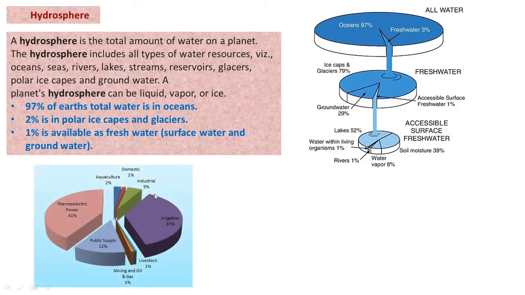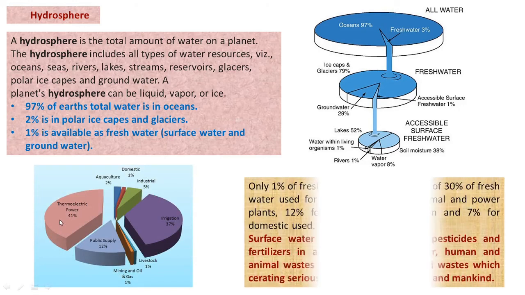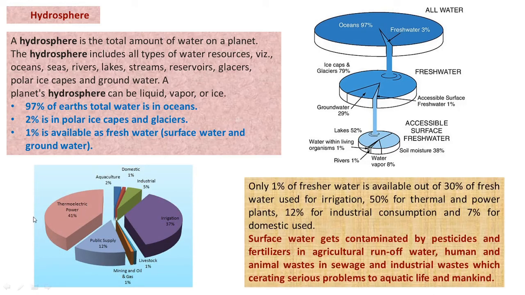Now this 1% fresh water is distributed mainly in four types. Out of this, 30% of the fresh water is used for irrigation, 50% for thermal power plants, 12% for industrial consumption, and only 7% is used for domestic use. This surface water gets contaminated by pesticides and fertilizers in agricultural runoff, and by human activities, animal waste, sewage and industrial waste, which creates a serious problem nowadays for aquatic life and mankind.